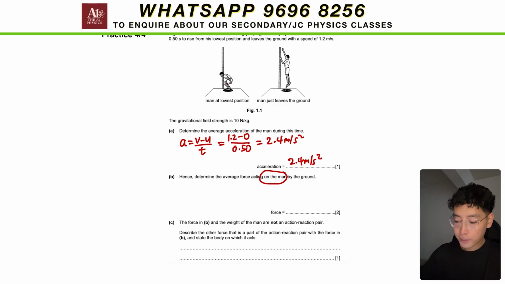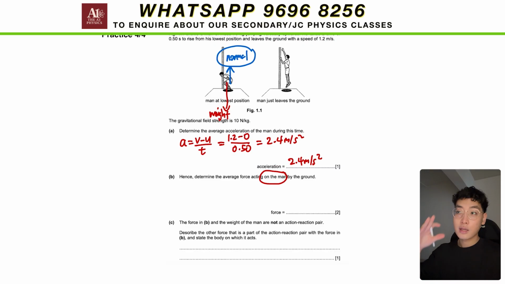So actually in this diagram, there's the weight of the man and there's the normal reaction force. And you realize that they're actually asking for the normal reaction force, right? Because the force on the man by the ground is the ground pushing up onto the man, which is the normal reaction force. So they're basically asking for this force over here. Now you want to ask yourself, what's the direction of the resultant force? Is the resultant force acting downwards or upwards?